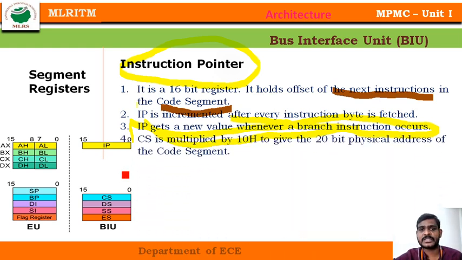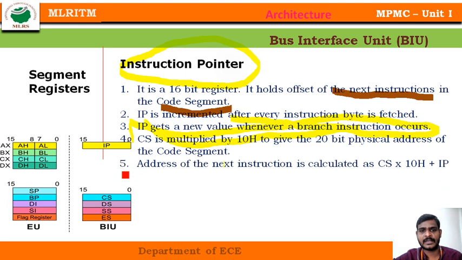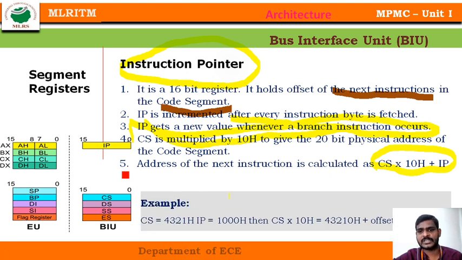So the code segment is multiplied by 10 to get the actual address of the code segment, as I said earlier, and the address of the next instruction is calculated as code segment times 10 plus the instruction pointer. This is the formula used to get the actual physical address or effective address. This is an example I have given here.